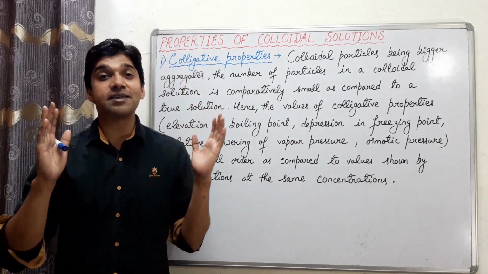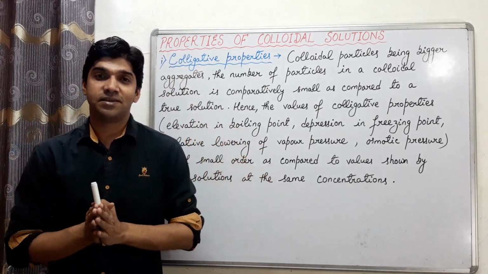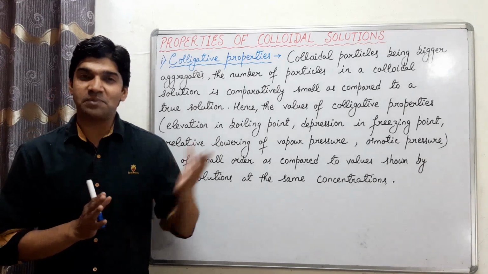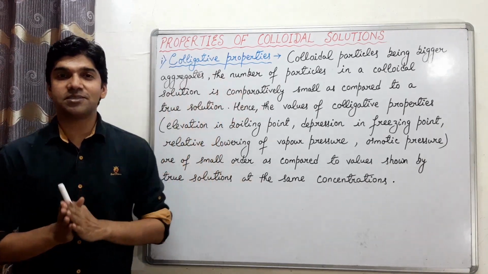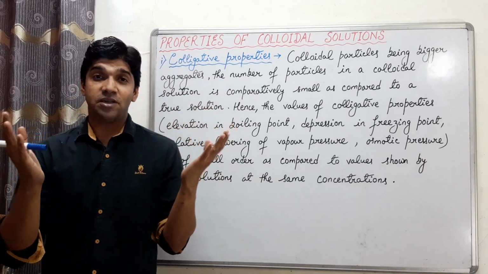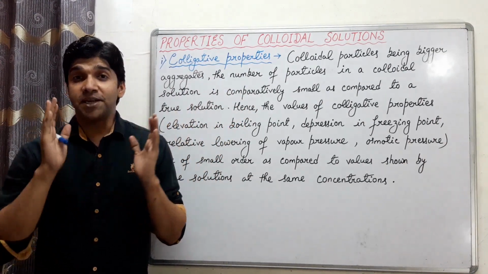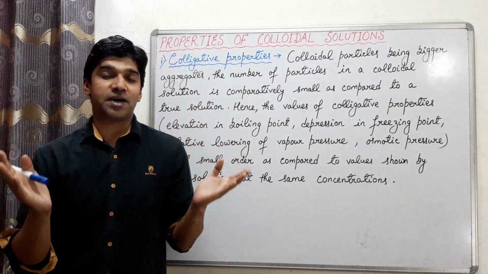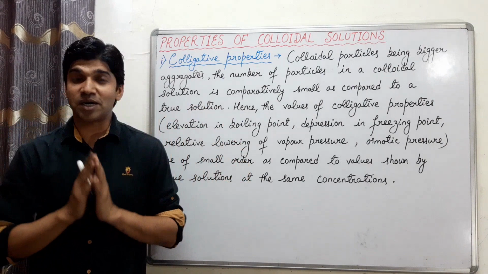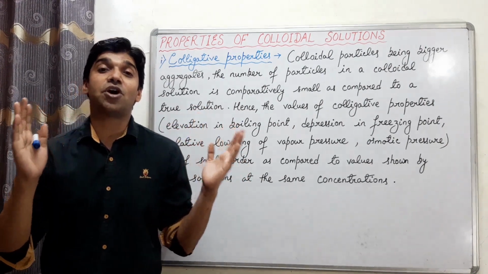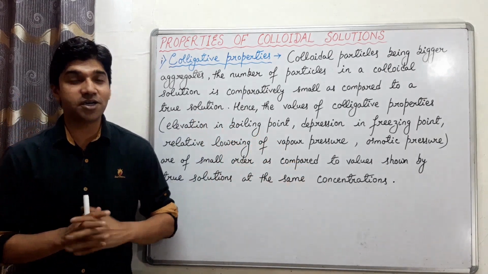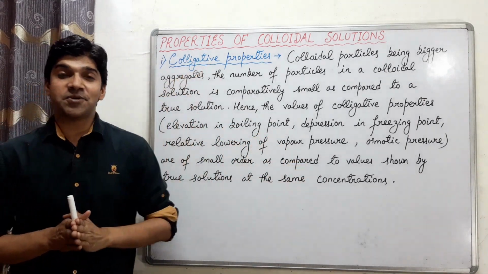Now what are these colligative properties? We must have learned in the chapter of solution about these colligative properties. Define कैसे करते हैं? The properties of solution which depend upon the number of solute particles, but not upon the nature of solute particles. Those properties are called colligative properties.